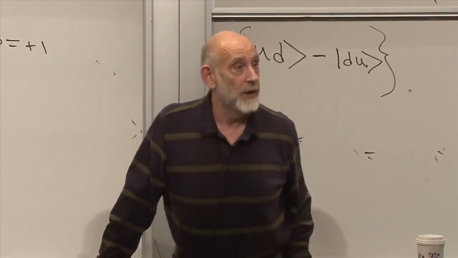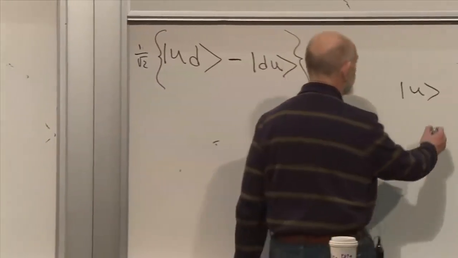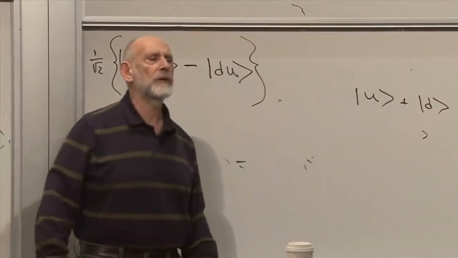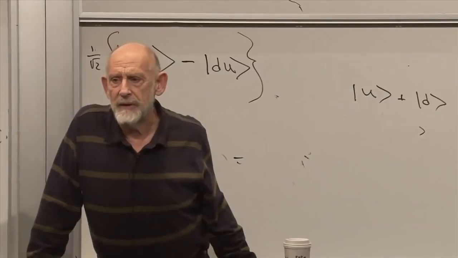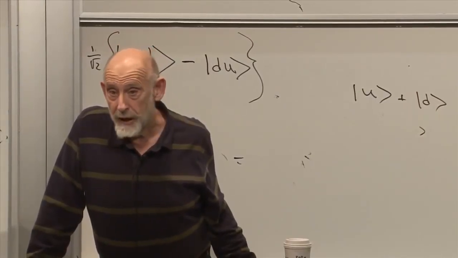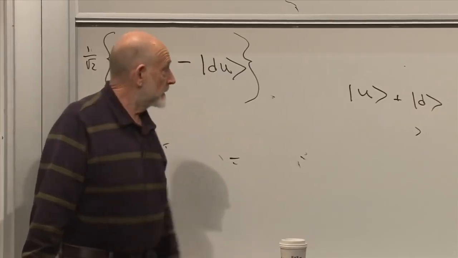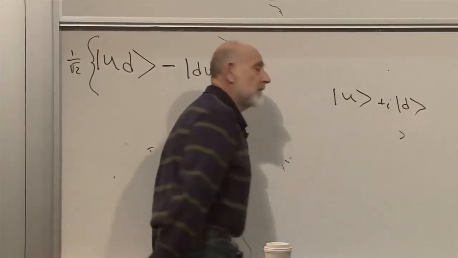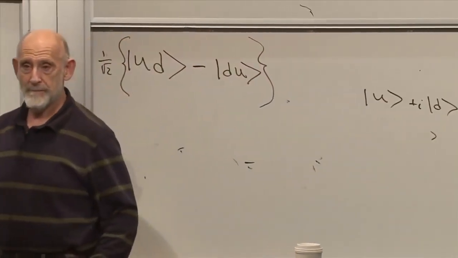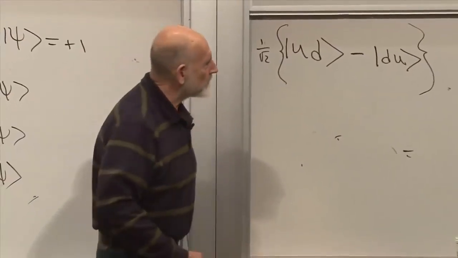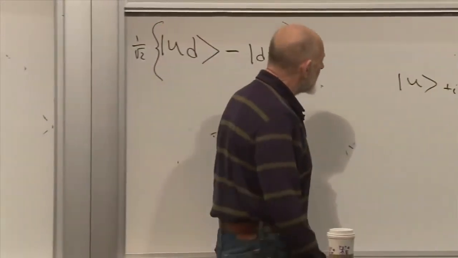Along the z-axis. What if I gave you up plus down over square root of 2? What direction should you orient your detector to make sure that you get +1? Along the x-axis, right? What if I gave you up plus i down? I don't know, some either plus y or minus y. I forget which one.